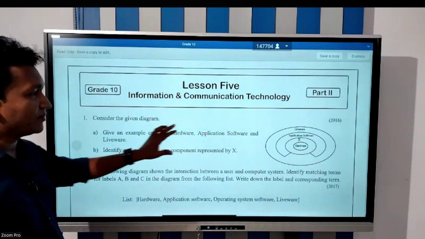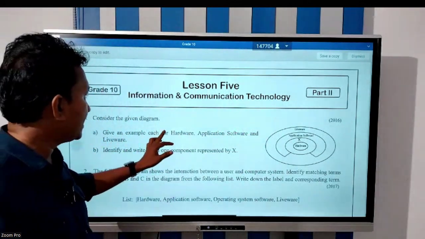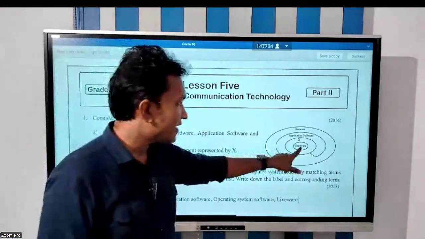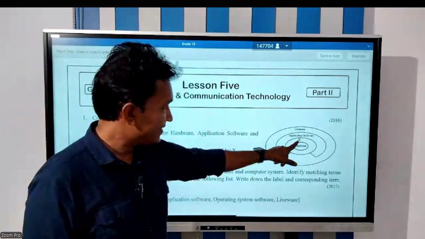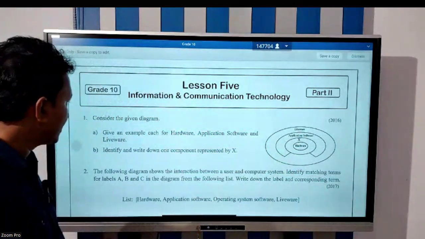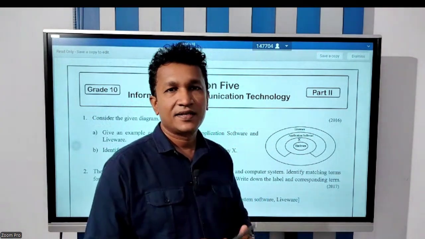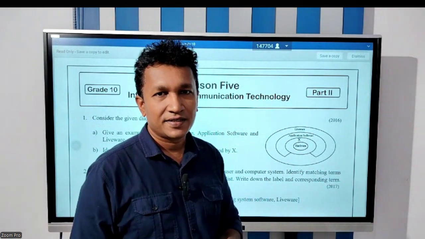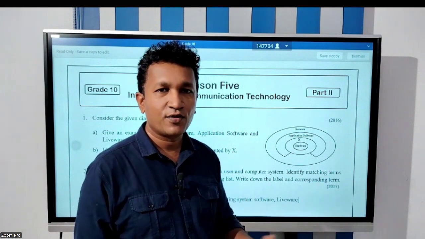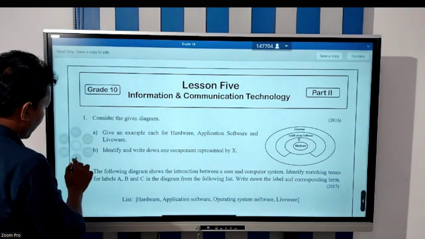Consider the given diagram. Given example, hardware, application software, and liveware. So there is hardware, then the application software, then liveware. So what are the hardware? We can write anything like RAM, hard disk, motherboard, CD-ROM, right? All we can write as hardware.